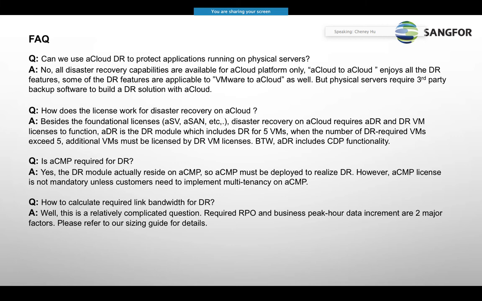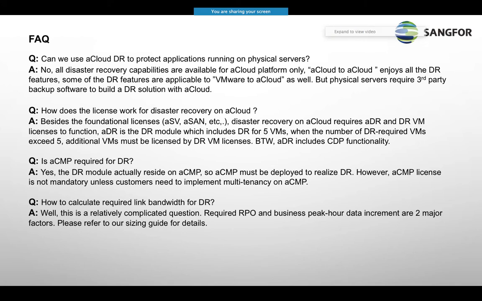The third question is, is ACMP required for DR? The answer is yes. The DR module actually resides on ACMP. So ACMP must be deployed to realize our DR solution. However, the ACMP license is not mandatory unless customers need to implement multi-tenancy on ACMP.